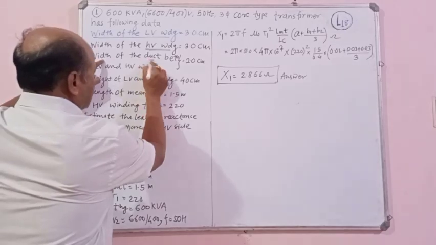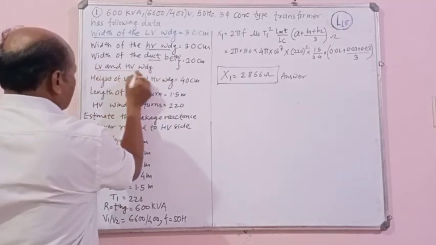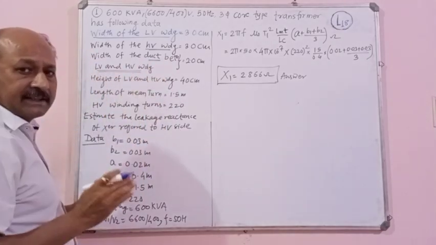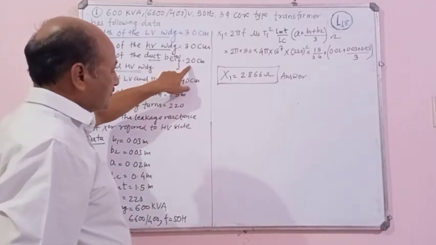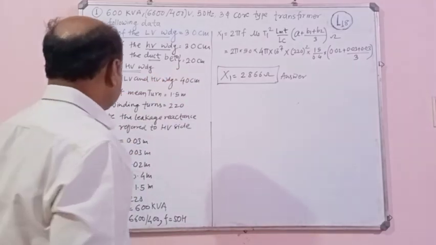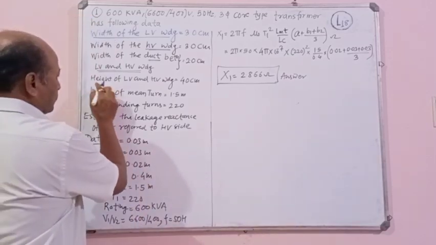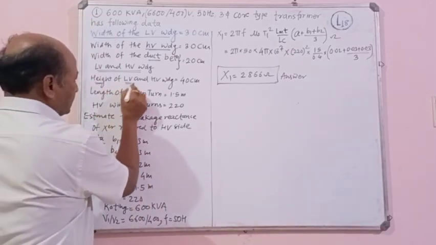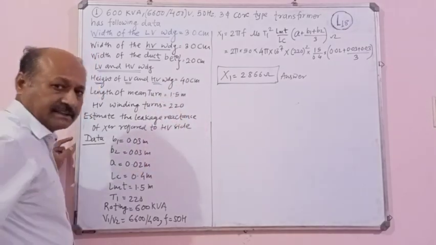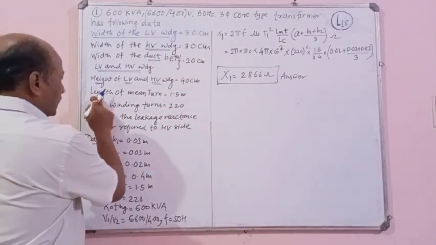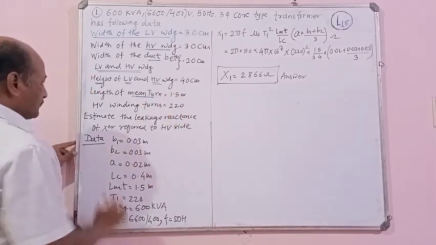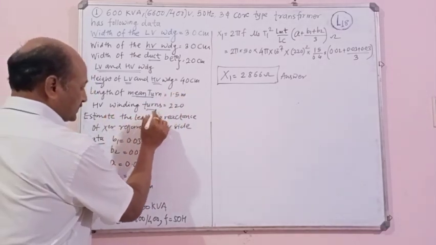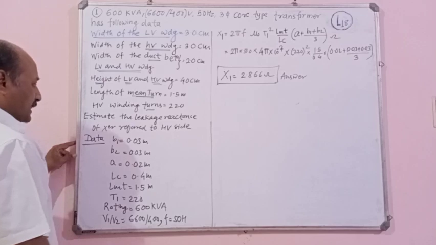Width of the duct between LV and HV. Where is the duct? Between the LV winding and HV winding. That width is given, that is 2.0 centimeter. Then the height of the LV and HV winding is 40 centimeter. Length of mean turn equals 1.5 meter. HV winding turns equals 220.